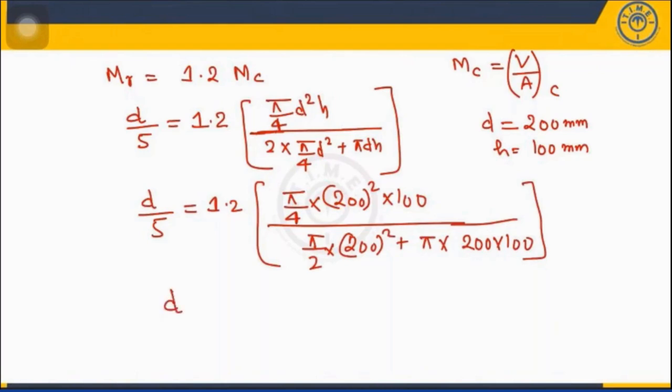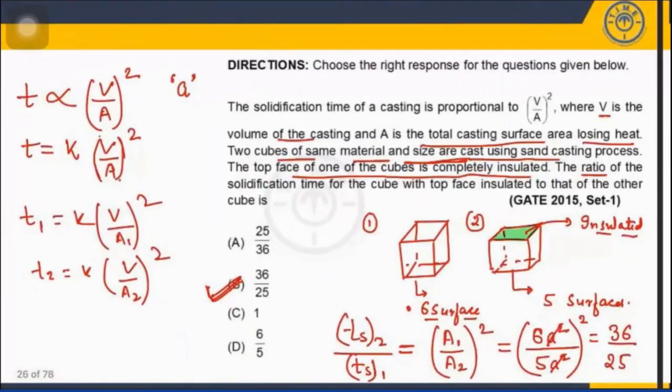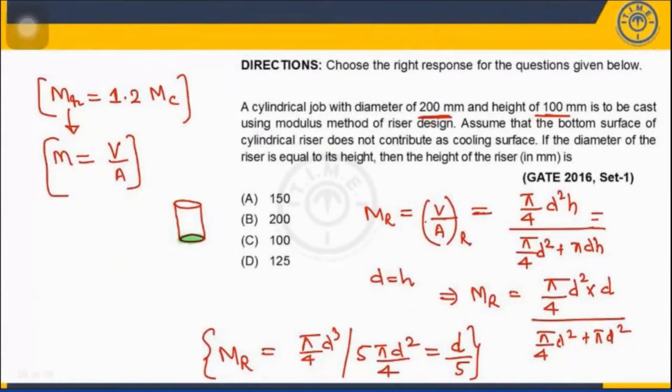Now the d value, if you solve, then you will get 6 into... or I will write directly the answer. If you solve this, then you will get diameter is 150 mm. Okay. Now the question is, what they were asking, the height of riser, but you got the diameter.